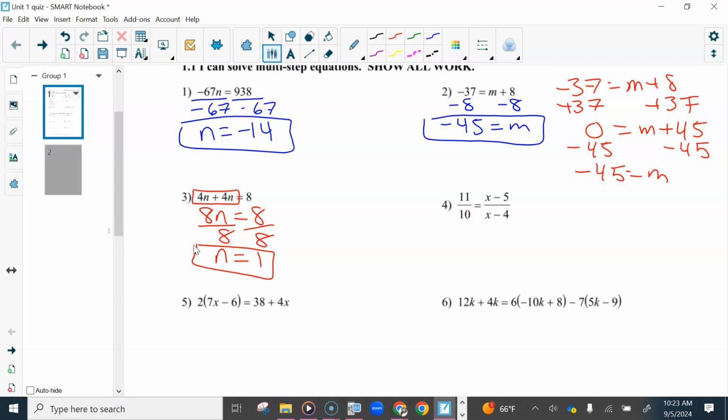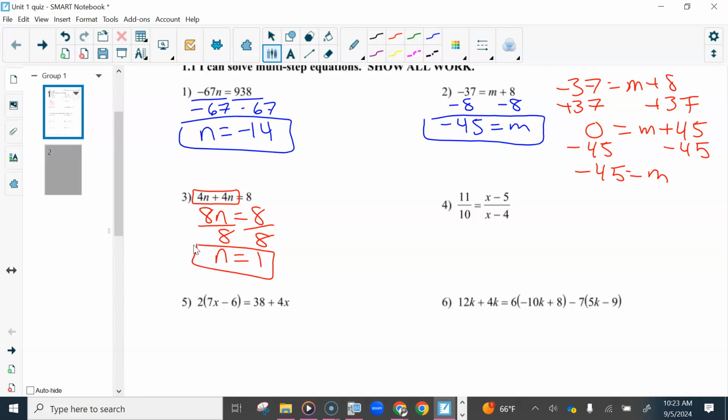And remember that you can go back and put these numbers in. If I put negative 14 in for n, does that give me 938? And I could do that for all of these. These bottom ones you could still do. It would just be more of a process. Questions on that one?